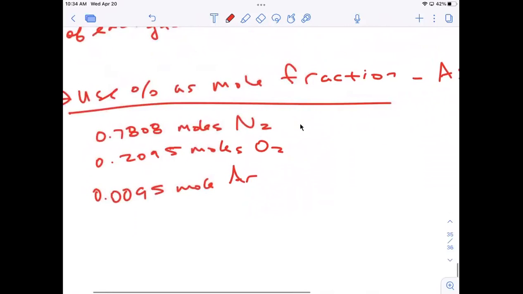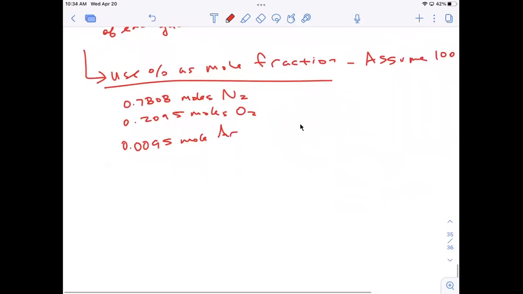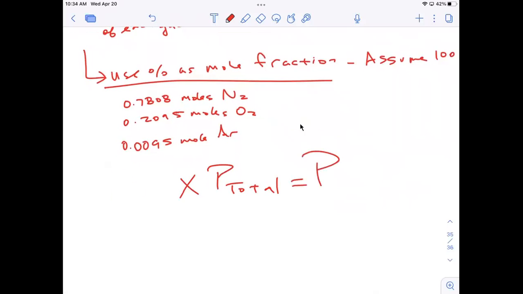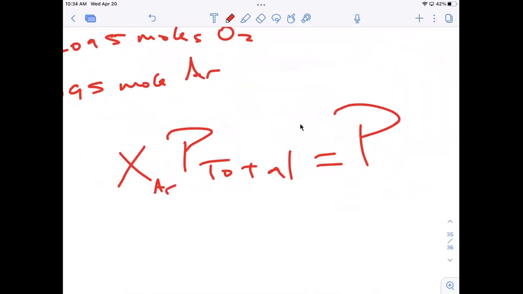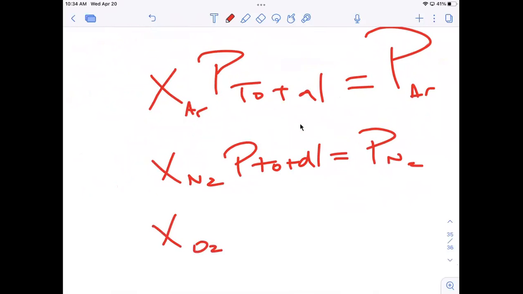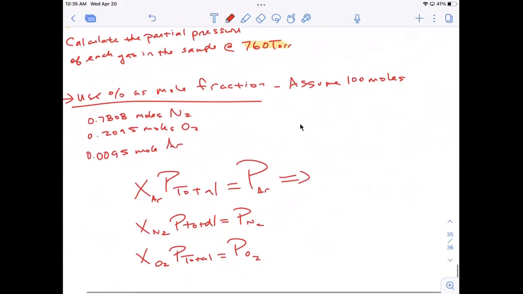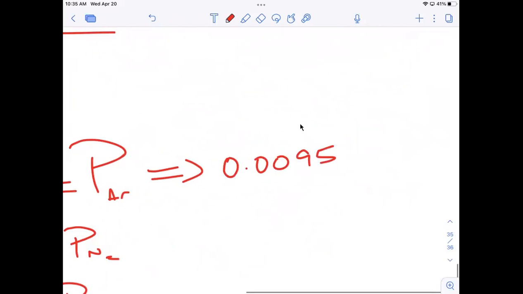Right. And so now, if we know the mole fractions and we know the total pressure, we can calculate the partial pressure of each one. Because remember, the mole fraction times the total pressure is the partial pressure. So let's say X N2 times P total equals P N2, the partial pressure of nitrogen, and then the mole fraction of O2 times P total is P O2, the partial pressure of O2. So for argon, we can say 0.0095, there are no units here, times 760 torr.